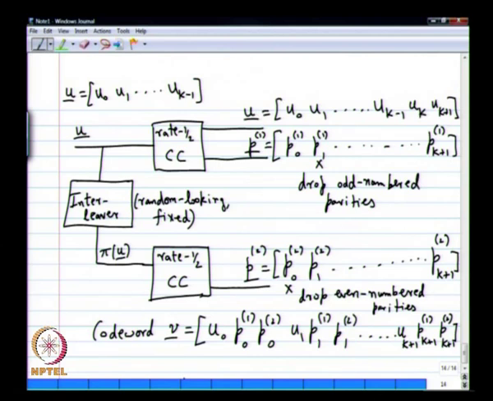So that's the basic idea. Usually you drop these things and you get a rate half turbo code. So this will give you a rate half turbo code. This is obviously a rate 1 by 3 turbo code.